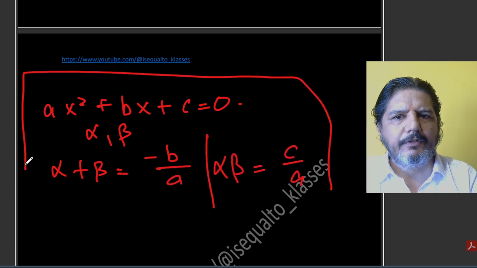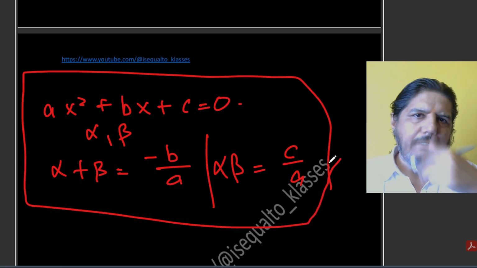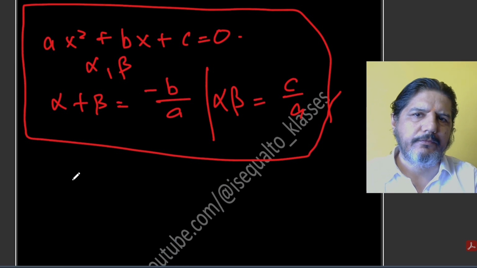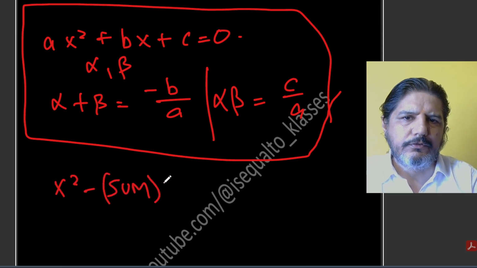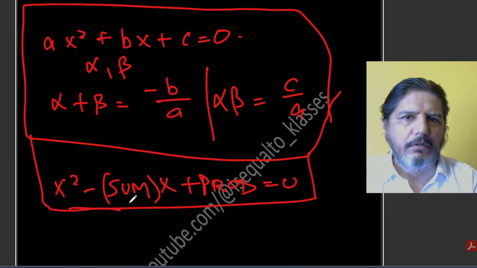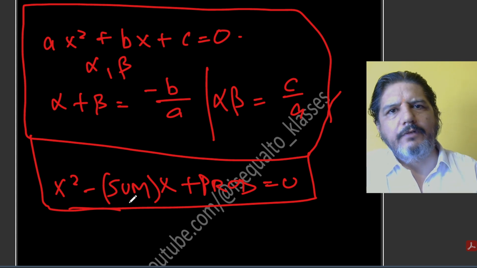This is a formula which is given in the textbook, so you should know this formula. And the other formula that we have discussed above is x square minus sum of roots into x plus product of roots. These are two important formulas that you should know. Separate questions based on these are also asked.